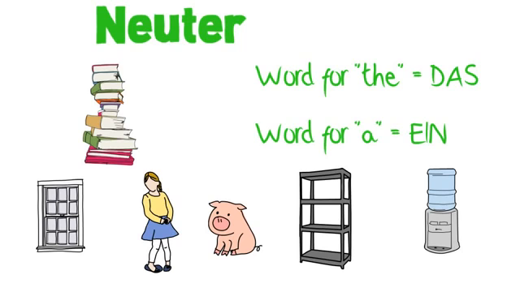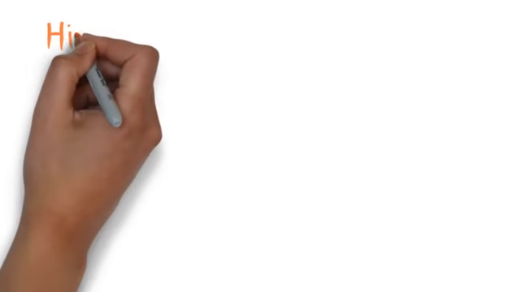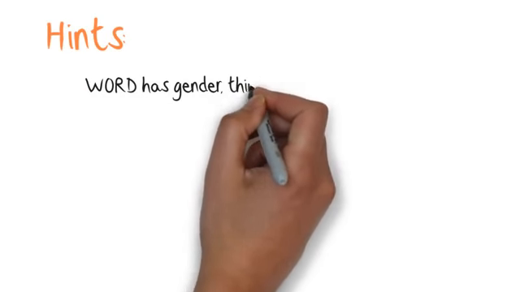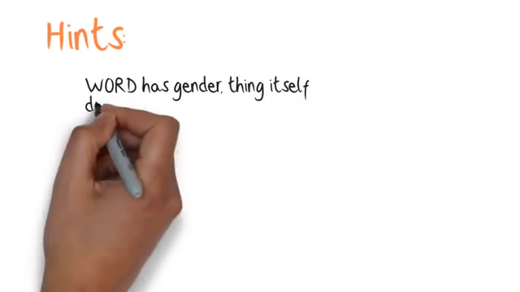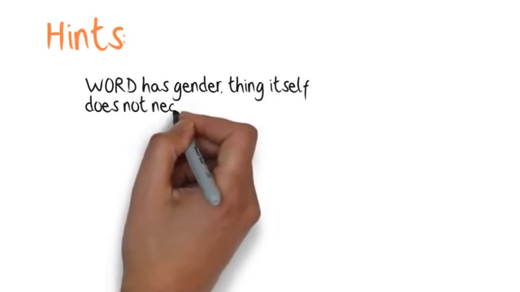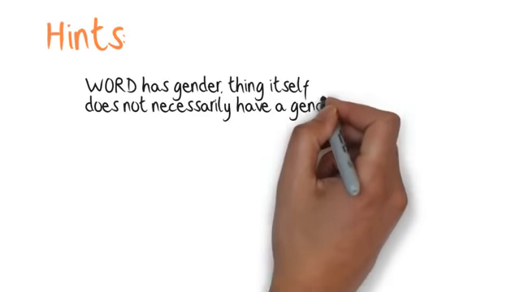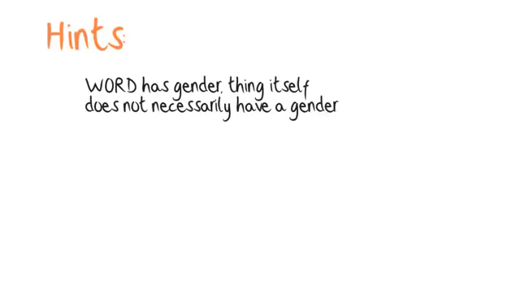It's really important to keep in mind that it's the word that has the gender, not necessarily the thing itself. Tables are not male, doors are not female. They are not on Facebook interested in male doors or female doors. But the word Tisch is a masculine word. The word Tür is a feminine word, and, somewhat surprisingly, the word Mädchen is a neuter word.